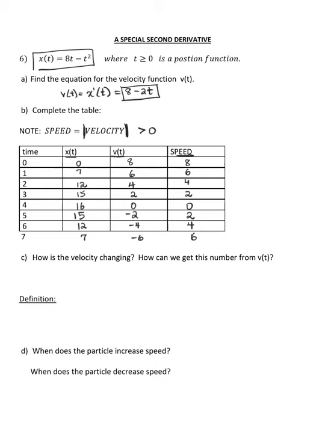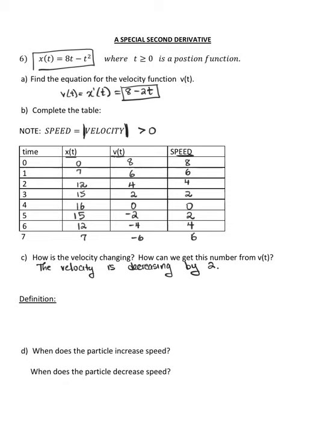All right, so now the question is, how is the velocity changing? Notice that the velocity is decreasing by 2. And every subsequent velocity is found by subtracting 2. And we can find this -2. How can we do that using the velocity equation?